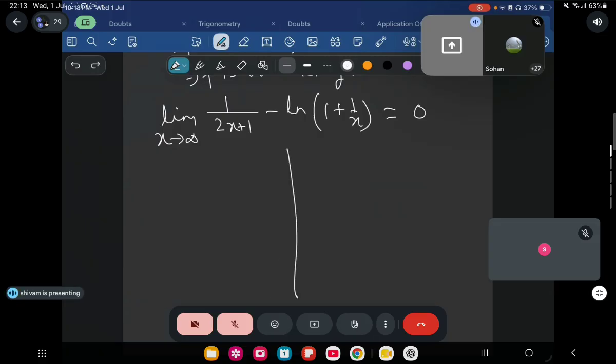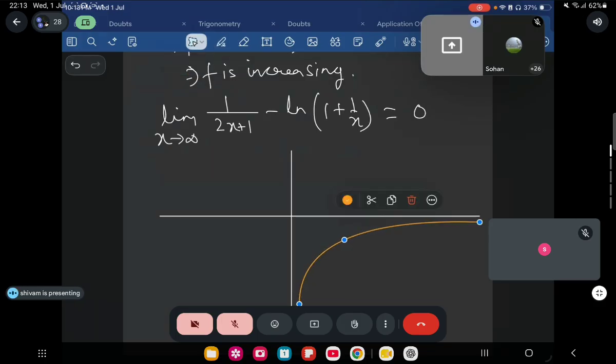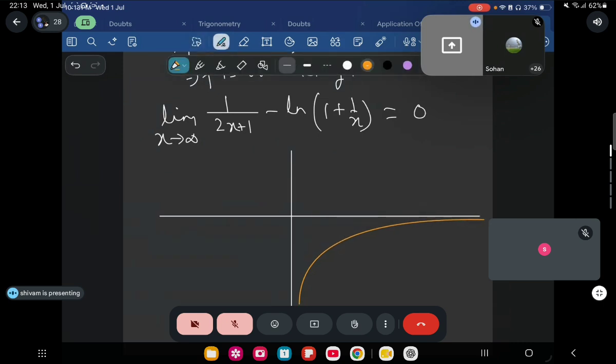The graph of f of x might look like, I'm just drawing a rough graph. I might be wrong, but see, this is how the graph is going to look like. Are you getting? As x tends to infinity, f of x tends to 0. So what does it imply? It implies that f of x is strictly less than 0.